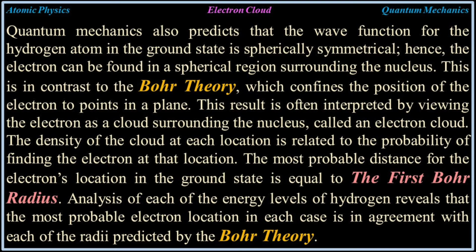The density of the cloud at each location is related to the probability of finding the electron at that location. The most probable distance for an electron's location in the ground state is equal to the first Bohr radius. Analysis of each of the energy levels of hydrogen reveals that the most probable electron location in each case is in agreement with each of the radii predicted by the Bohr model.